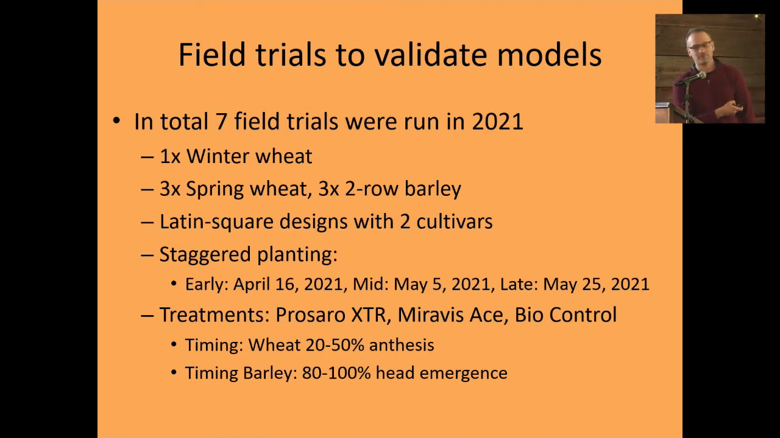Our mid-planting was more of a typical planting period, the second week of May, May 5th, and our late planting was getting near the end of May, end of May and beginning of June. And we tested 3 treatments versus an untreated control: Prosaro XTR, Miravis ACE, and a biocontrol that my grad student pulled out of the ground in Aaron Mills' cover crop project a couple of years ago. And all the sprays were timed for wheat at around 50% anthesis when we could, and barley at full head emergence, and they were all applied at the maximum label rate.